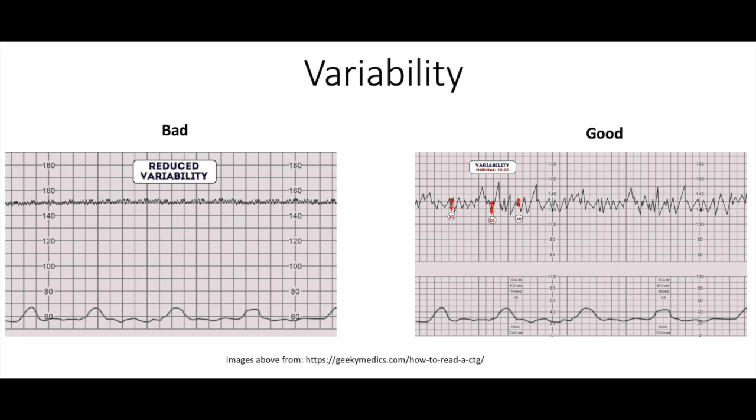Lastly, let's talk about variability. The picture on the left is bad because there's no variability. The fetal heart tracing looks the same throughout. The picture on the right is actually good. You want variability in the fetal heart tracing.